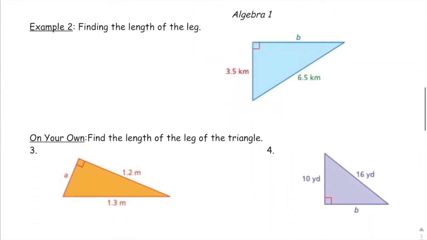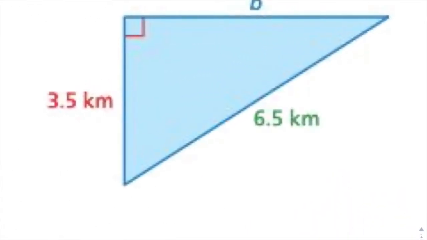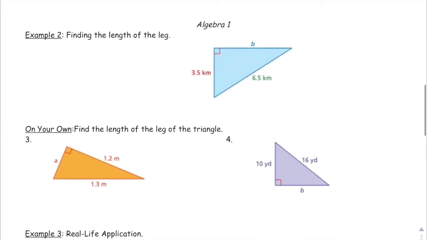Okay. Example number 2, finding the length of the leg. So sometimes we would have to solve for different parts of the triangle. So in our previous example, I was solving for the hypotenuse, right? But now I'm solving for a leg. Same exact thing. So step 1 is write down the formula.